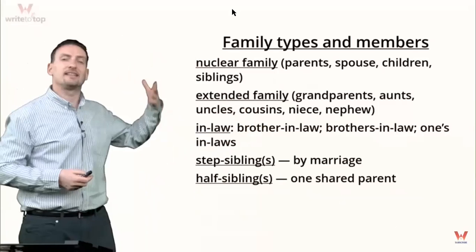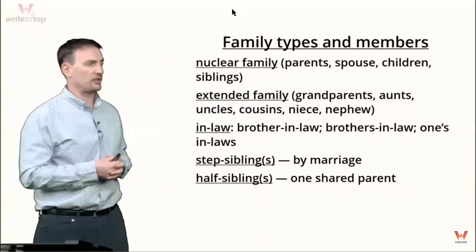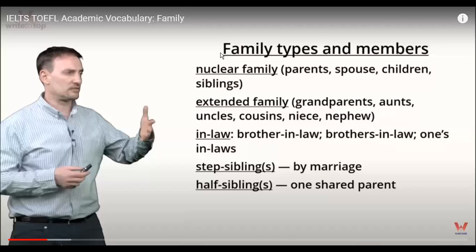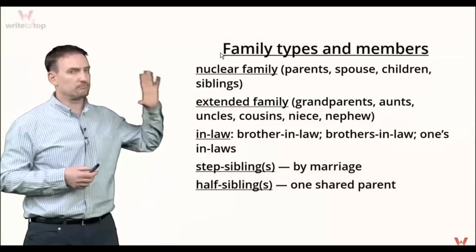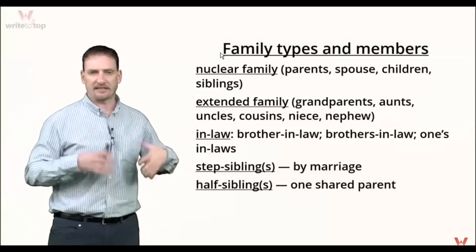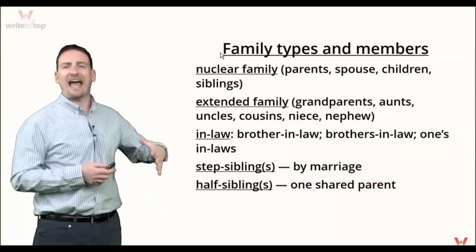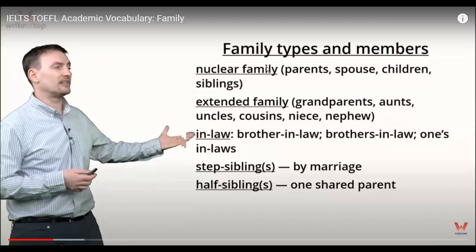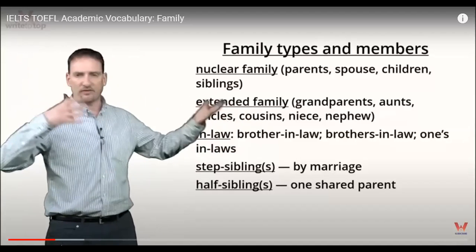Outside of your house, you have other family members. This is called your extended family because you extend outside of the nuclear. That's grandparents, aunts, uncles, niece, nephew, cousins, etc. Again, all of these words by now should be pretty basic and standard to you. Now, you can also add to your family, right? You can have in-laws. So you have brother-in-law, sister-in-law, mother-in-law, father-in-law, etc.